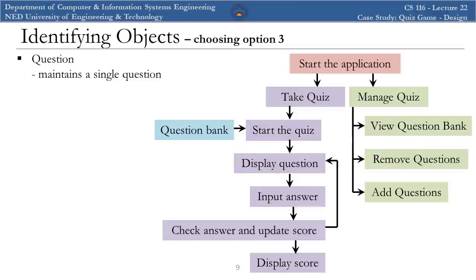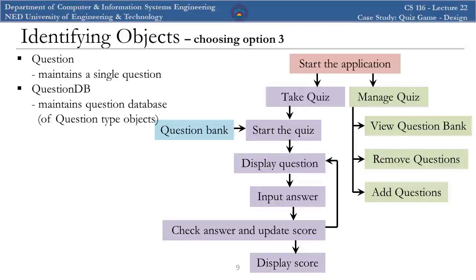Let's see what other classes we can make, or other objects that we can identify in this scenario. Now, you see this object question, it holds just one question. And we need to maintain a question bank here in this application. So another class that I can make here is a question DB. What it will do is simply maintain a question database or a list of questions. And each question will be of question type. And by question type, I'm referring to that first class that we defined, right? So this can be our second class.